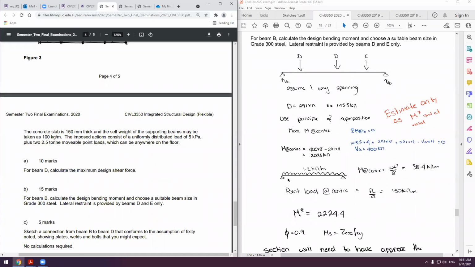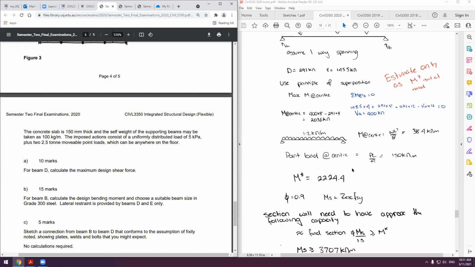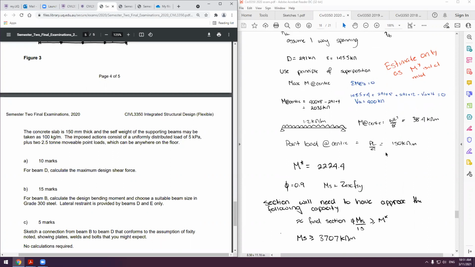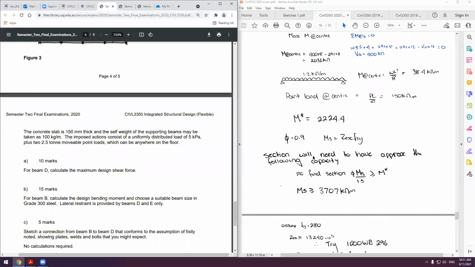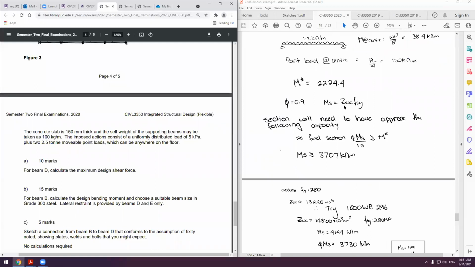And then calculating your bending moment due to the dead load of the beam itself. So we were told to assume 100 kilograms per meter. So that's what we've done. And then put your point loads at the center, which gives us our M star value of 2,005.9 kilonewton meters.